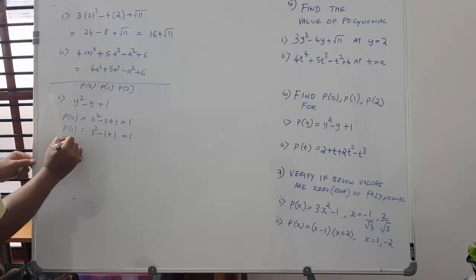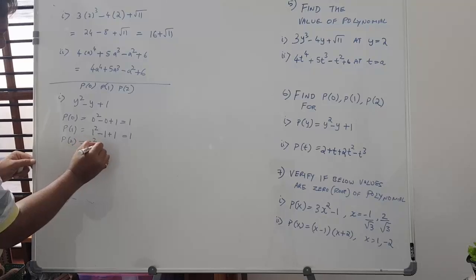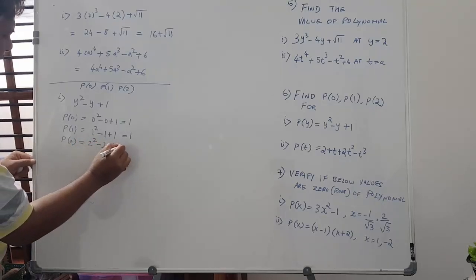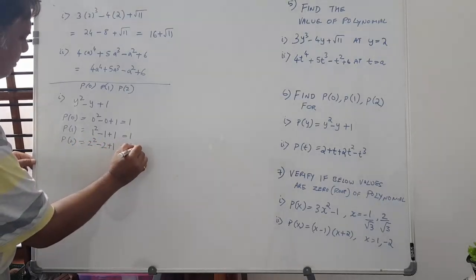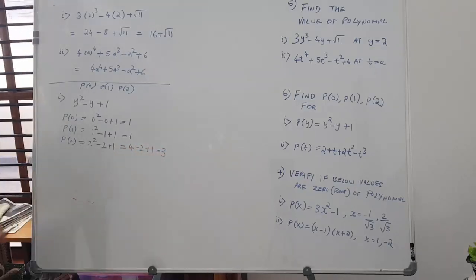And if we try p of 2, we have to substitute 2. That gives us 2 squared minus 2 plus 1, which is equal to 4 minus 2 plus 1, that is equal to 3. So for the first problem, these are the values of p of y at 0, 1, 2.